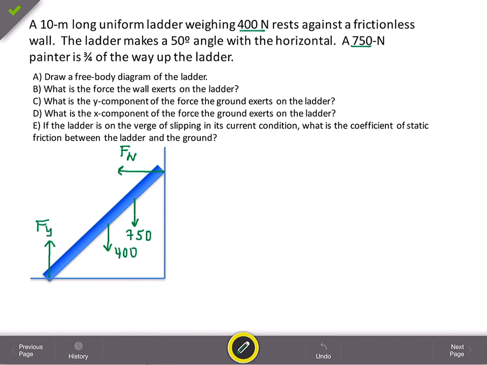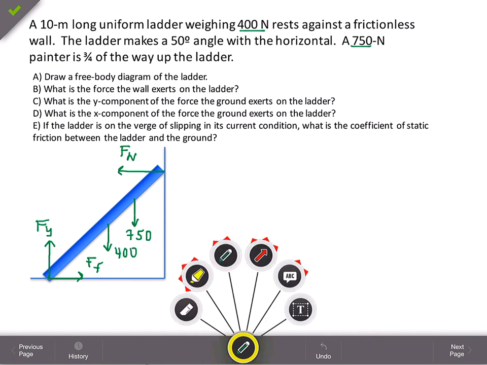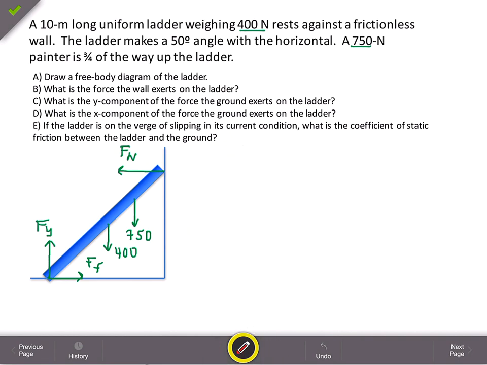And if this ladder was on a completely frictionless surface, it would want to slide out. So we also have a friction force right here that's helping keep this ladder in static equilibrium by acting between the ladder and the ground. So those are the forces. I'm going to add in some distances here. So this 400 Newton force is at 5 meters. This is at 7.5 meters. And the whole ladder is 10 meters. So we've drawn our free body diagram.